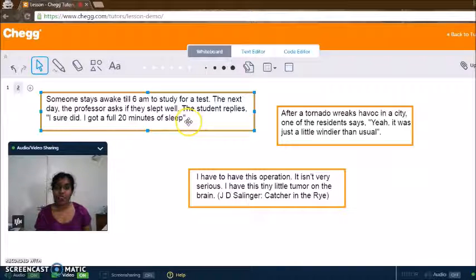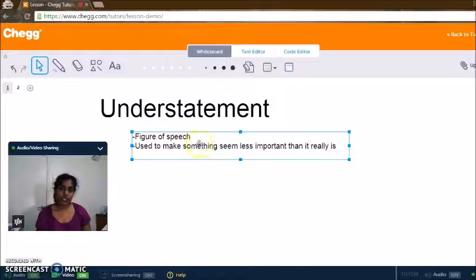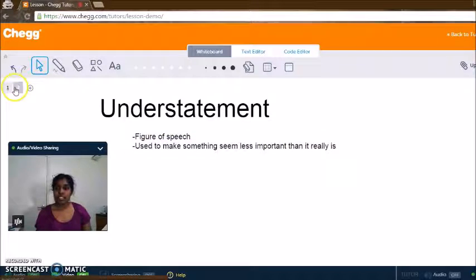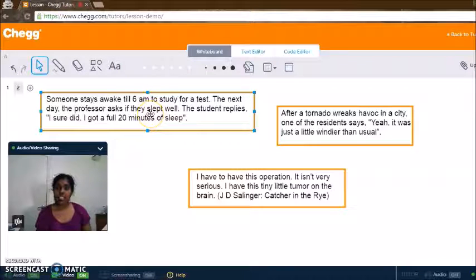Yay! We all know that's not enough sleep. We all know that student is probably tired and they did not sleep well. But they try to shake it off and say, oh, I got a full 20 minutes of sleep, as if that's a good thing. So that's an example of how you do an understatement. You make something seem less important than it really is. The student in this case made it seem like it wasn't that big of a deal that they didn't get enough sleep. So that's a great example of an understatement.